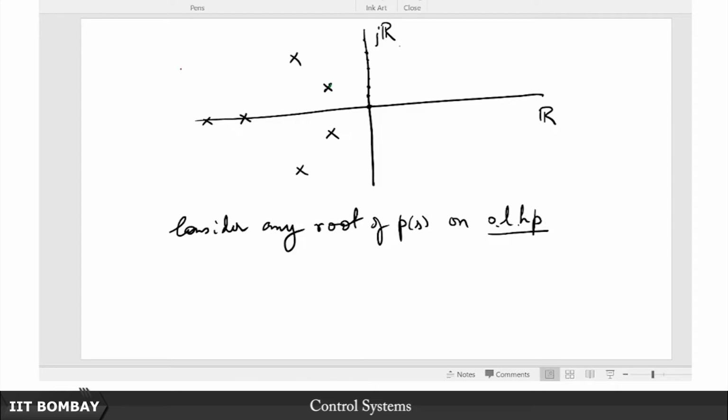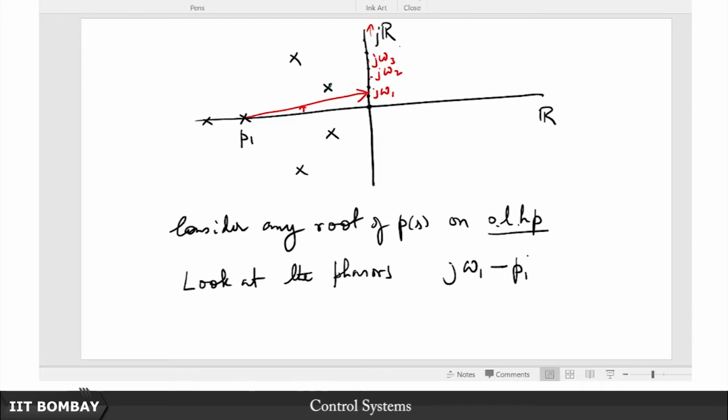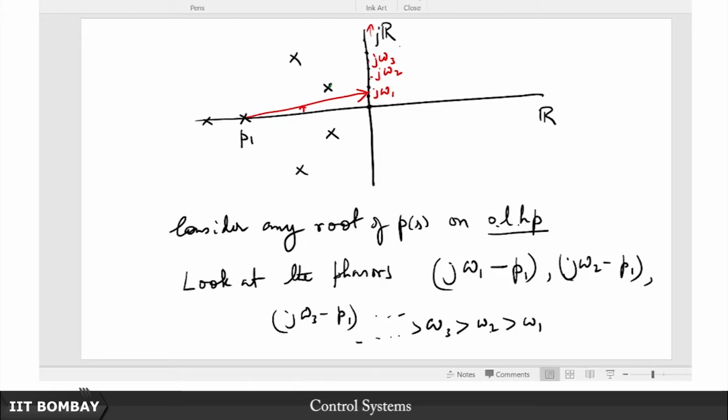So suppose it is real. Now look at this phasor. So this is j omega 1, this is j omega 2, this is j omega 3, and so on till it goes to infinity. So what I am saying is, look at the phasors j omega 1 minus P1, j omega 2 minus P1, j omega 3 minus P1, and so on, where I name this pole as P1, and omega 3 is greater than omega 2 is greater than omega 1, and so on.